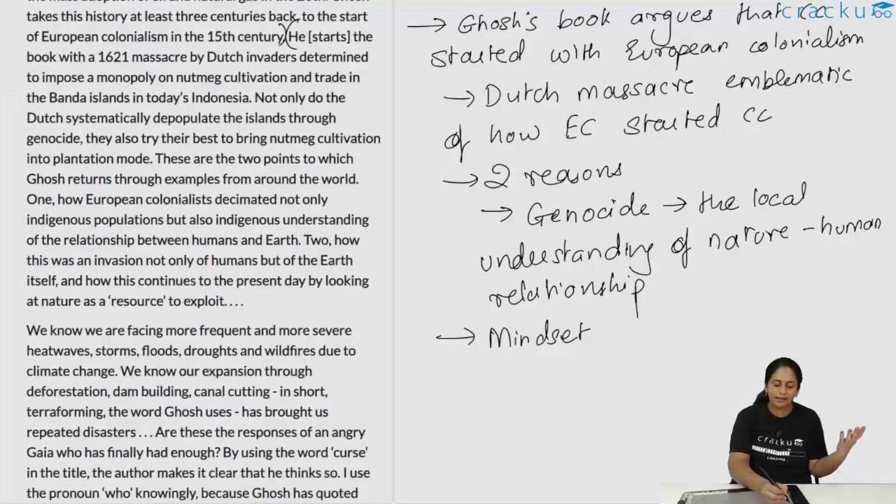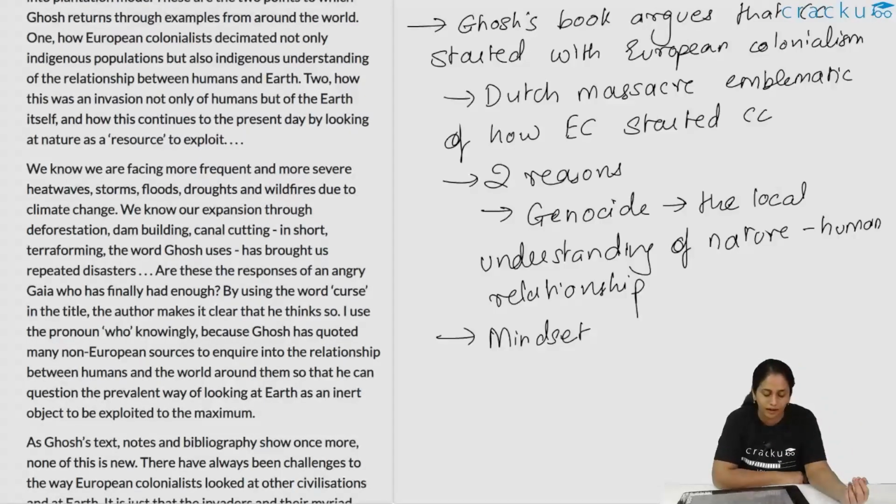So, now that we understand this paragraph, let's take a look at the next paragraph. We know we are facing more frequent and more severe heat waves, storms, floods, droughts and wildfires due to climate change. We know our expansion through deforestation, dam building, canal cutting, in short terraforming, the word Ghosh uses, has brought us repeated disasters. Are these the responses of an angry Gaia who has finally had enough? By using the word curse in the title, the author makes it clear that he thinks so.